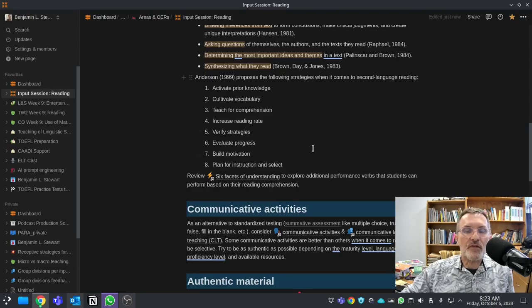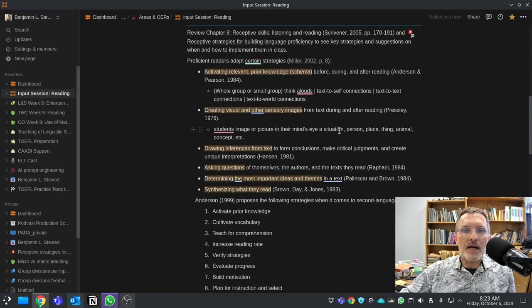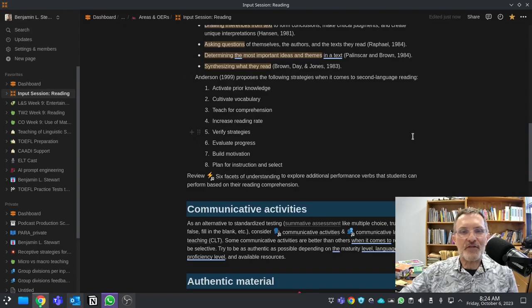Reading comprehension, we mentioned before. Trying to find different ways to think top down or bottom up in terms of having them get the main idea, maybe get the meaning from just getting the gist of what's being read. Trying to get the meaning from the text, even when perhaps they don't understand all of the vocabulary. Okay, these are all different strategies that you could use. Now, the remaining strategies here: increasing the reading rate, verify strategies, evaluate progress, build motivation, plan instruction, and select. Of course, these are also relevant, but I think you can easily feel overwhelmed when looking at all the different options here for strategies.